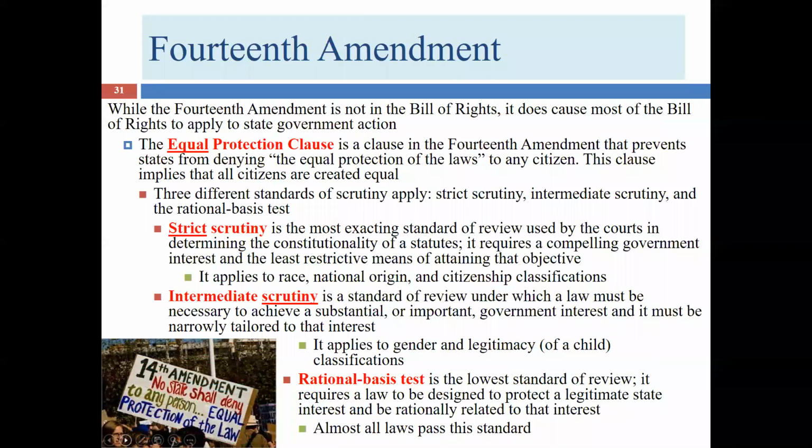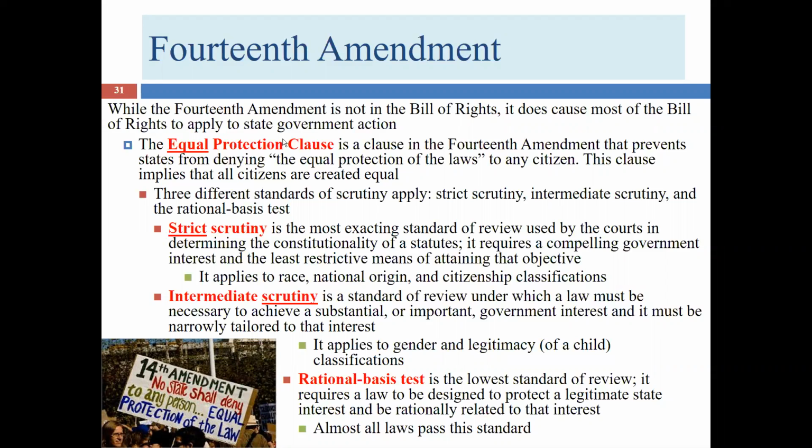Okay, now we're going to talk about the 14th Amendment. This is a freebie. This is not part of the Bill of Rights. As you can see, it's not one of the first 10. It's number 14. After the Civil War, we had, I think, 3 constitutional amendments. These are oftentimes called Civil War amendments or Reconstruction amendments. The 13th, the 14th, and the 15th. And we're going to talk about the 14th.